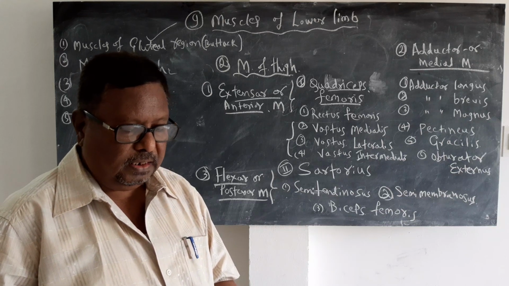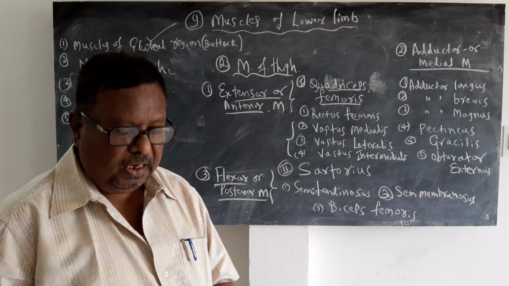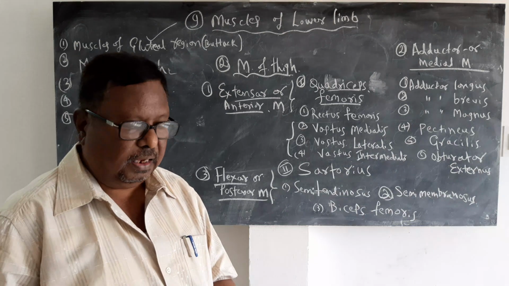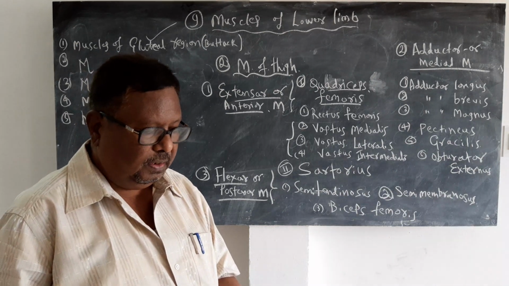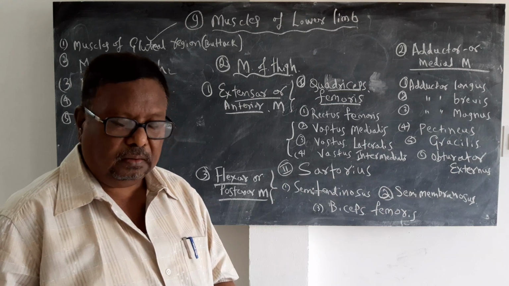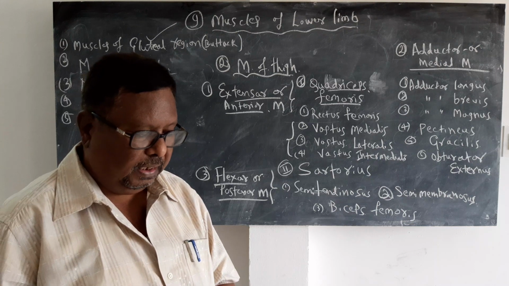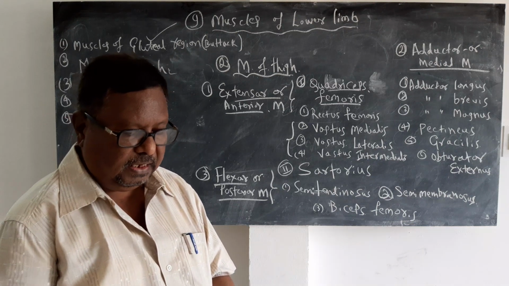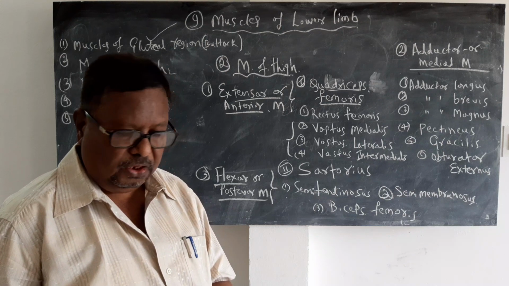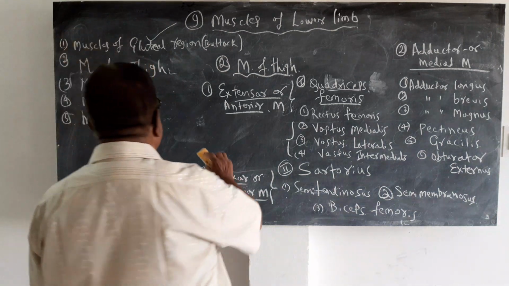It takes its origin: the long head arises from the ischial tuberosity. The short head arises from the linea aspera of the lateral supracondylar line. Coming to the insertion, into the head of the fibula bone. Then action, flexion and lateral rotation of the knee joint.